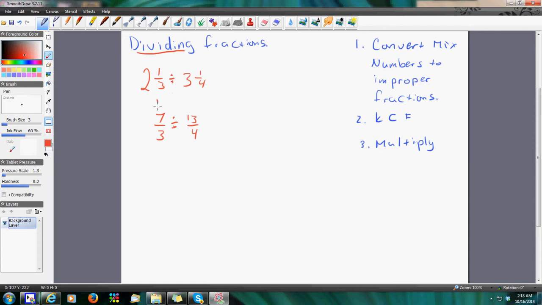And what the KCF stands for is you keep the first fraction the same. It's supposed to be an arrow. So I keep the 7/3 the same. I change division to multiplication, and then I flip my second fraction. I take the reciprocal. 7 times 4, and then you multiply. 28/39. That's it.